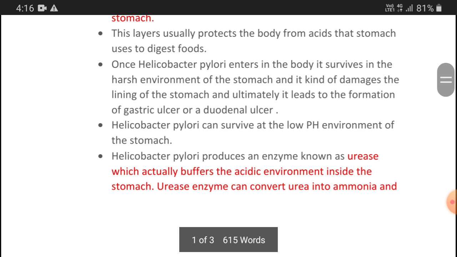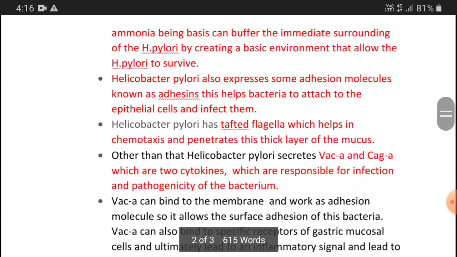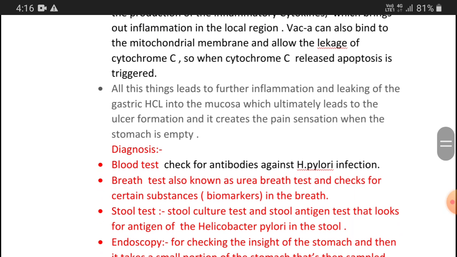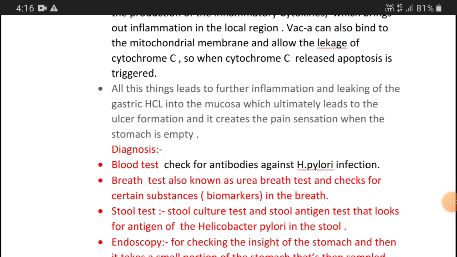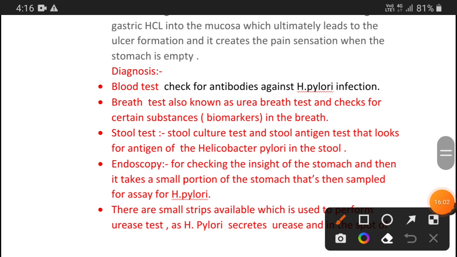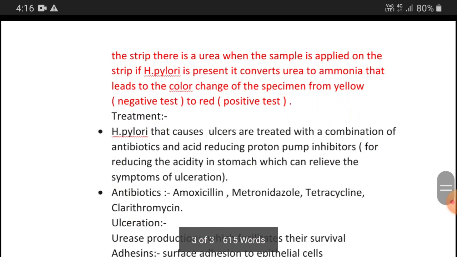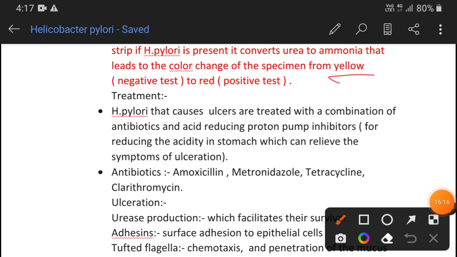Okay, so that is how the ulceration process is going on, and ultimately leads to duodenal ulcer and our gastric ulcer. Okay, and it causes intense pain, and especially when our stomach is empty. We can do blood test for checking of antibodies. We can do breath test, also known as urea breath test, then stool test, endoscopy, and the urease test. Okay, where the color is changing from yellow to red or maybe yellow to violet.